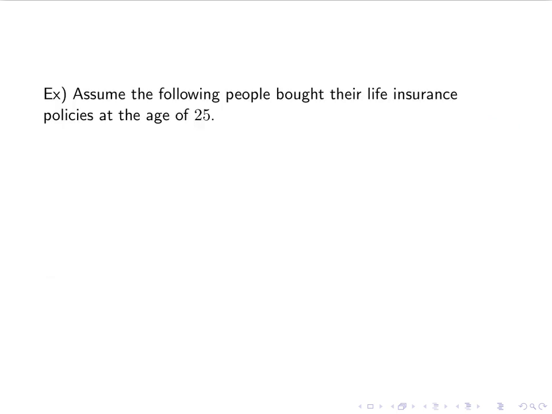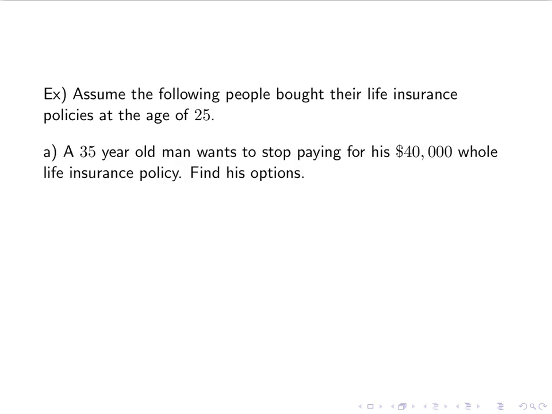So let's try some examples out. Assume the following people bought their life insurance policies at the age of 25 so that we can use that table. A 35-year-old man wants to stop paying for his $40,000 whole life insurance policy. Find his options. So again, he has three: cash value, paid up insurance, or extended term.